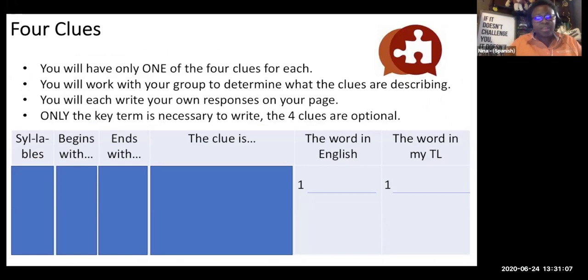These are quad activities. So with four clues, you will have one of four clues. I really liked this one because it taught something that would help my students become better writers later. It was setting them up for Spanish 3, Spanish 4, and level 1, and that is with the syllables, because in Spanish you have diphthongs, and they have to know which vowels produce one syllable versus two.